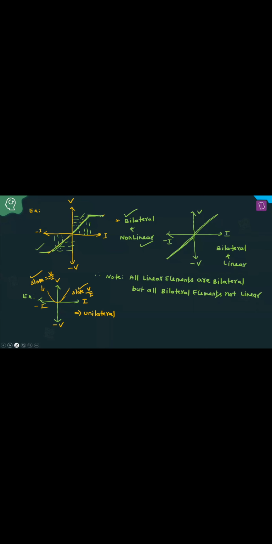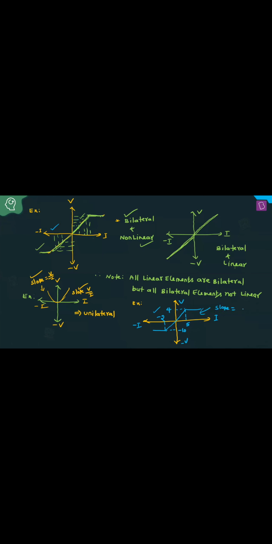For example, if it is given like this: this is 4, this is 5, this is minus 2, this is minus 10, on the V-I axes. Even though these characteristics look the same, when values are not given we assume equal values, that is symmetrical, so the slope is equal. But here values are given. You find the slope here.